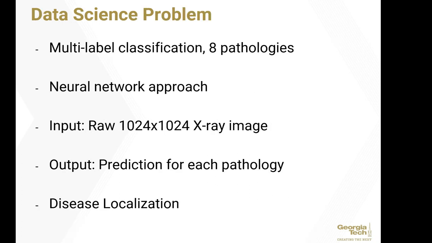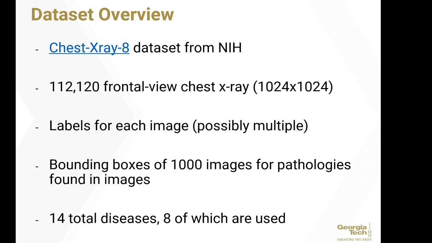The problem is formulated as a multi-label classification problem, where the input is the raw X-ray image and the output is a vector of probabilities for each pathology. We use the ROC curve and its area to evaluate the neural networks we train. Also, we obtain heat maps that localize the pathologies and quantify their accuracies.